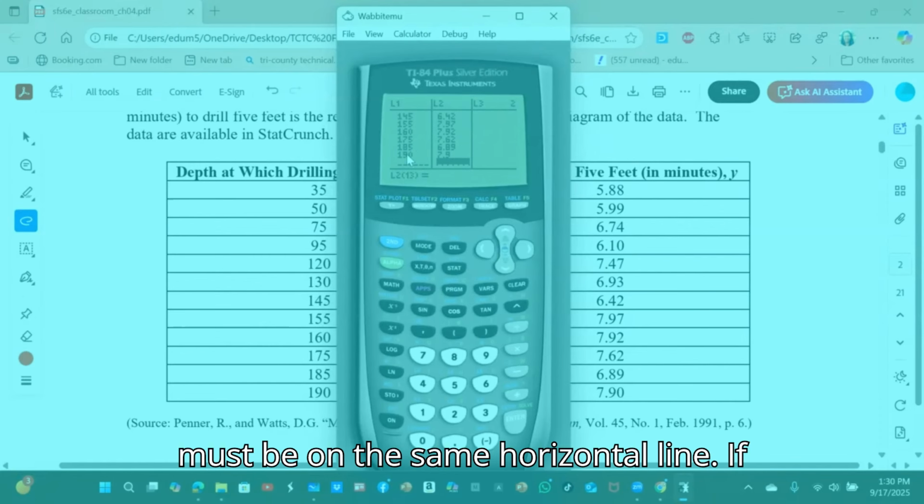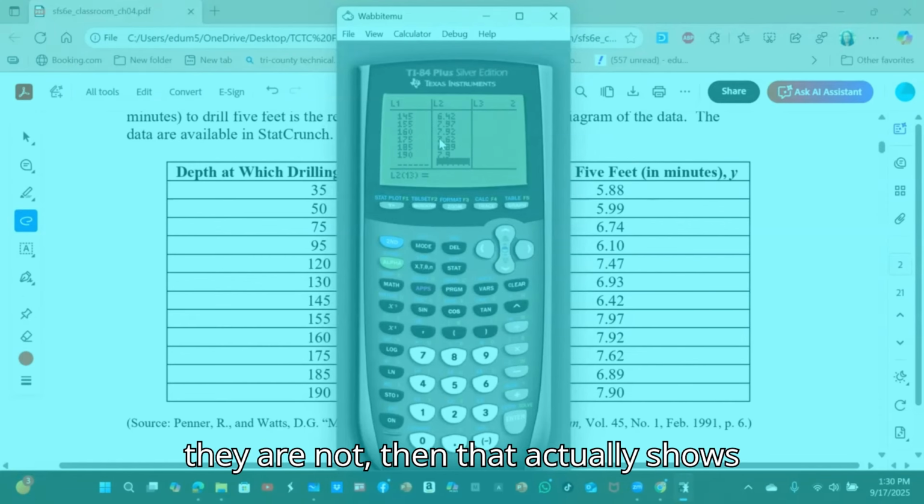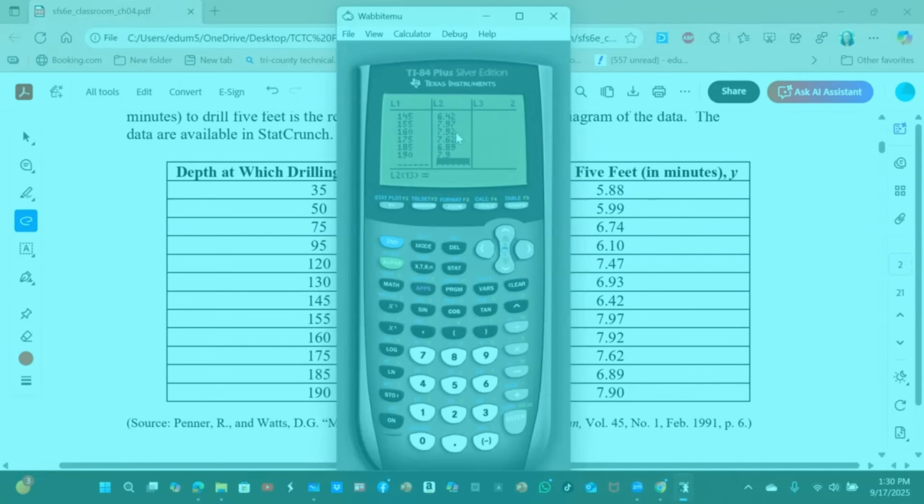They must be on the same horizontal line. If they are not, then that actually shows that there is a mistake somewhere. We need to fix it. So I'll go to Start.